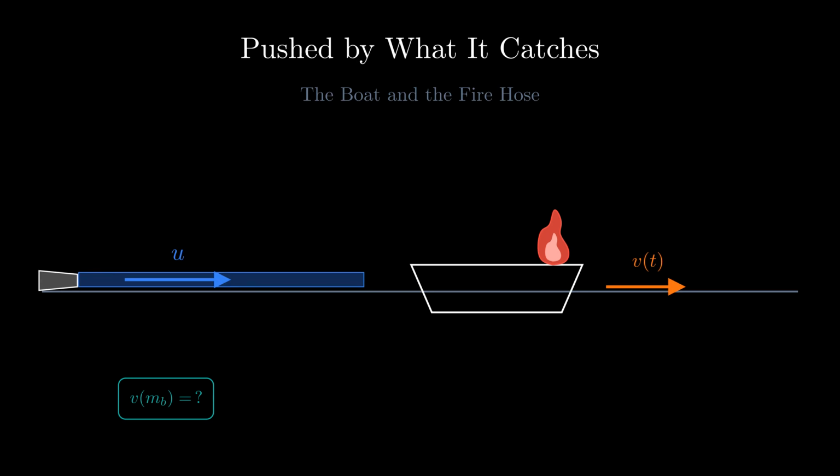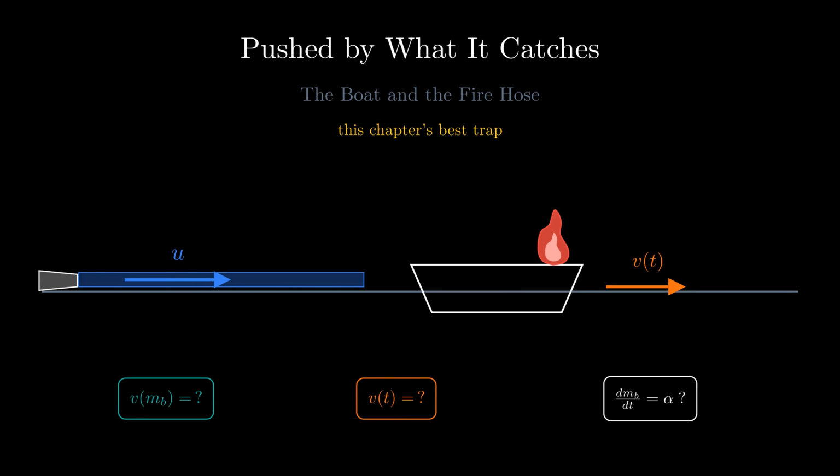The boat's speed as it gains mass and its speed at every instant of time. Along the way, we hit this chapter's best trap. The hose ejects water at alpha kilograms per second, yet the boat does not gain mass at alpha kilograms per second. The gap between those two rates is a chase, and the momentum settles it.